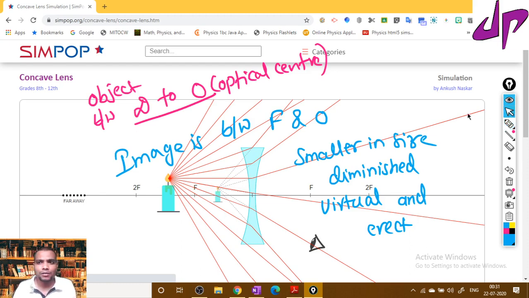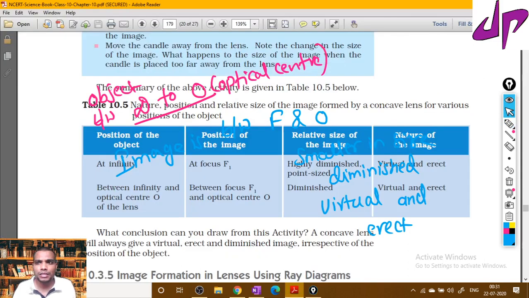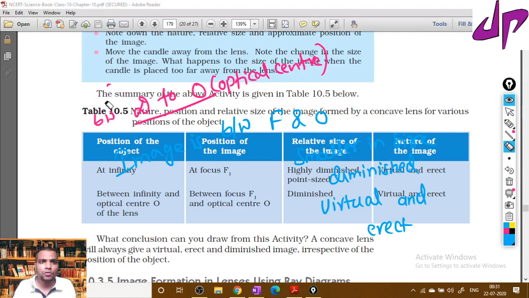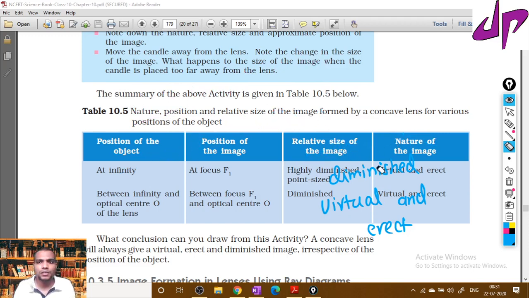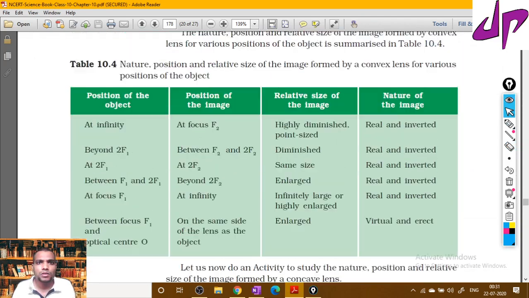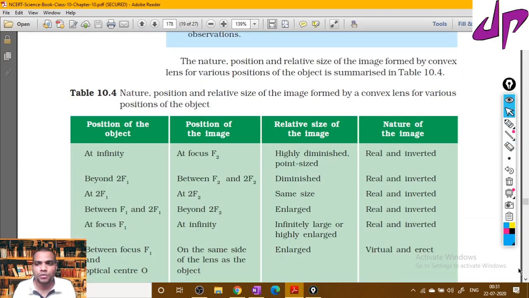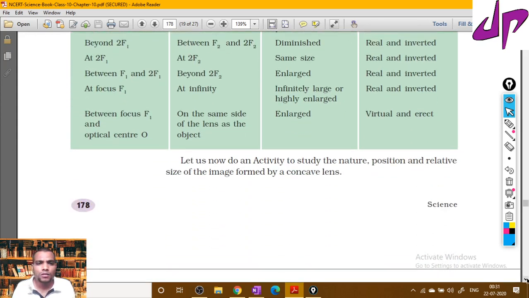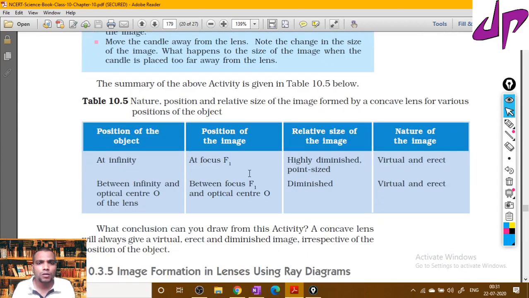Not only that, try to learn these two tables given here, table 10.5 and table 10.4. What is the nature, position and size of the image formed for the different positions of the object? One for the convex lens and one for the concave lens. This table is very important: table 10.4, the image formation for the convex lens, and the image formation for the concave lens.